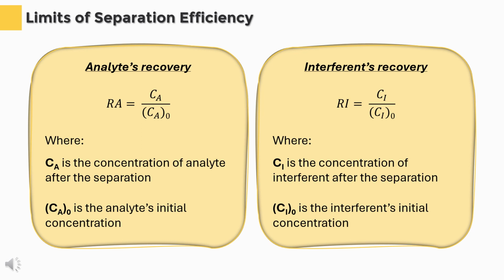There are two factors that limit a separation's efficiency, which are failing to recover all the analyte and failing to remove all the interferent. We define the analyte's recovery Ra as Ra equals Ca over CaO. Ca is the concentration of the analyte that remains after the separation, and CaO is the analyte's initial concentration. The interference recovery Ri is defined in the same manner. Ri equals Ci over CiO, where Ci is the concentration of interferent that remains after the separation, and CiO is the interferent's initial concentration.